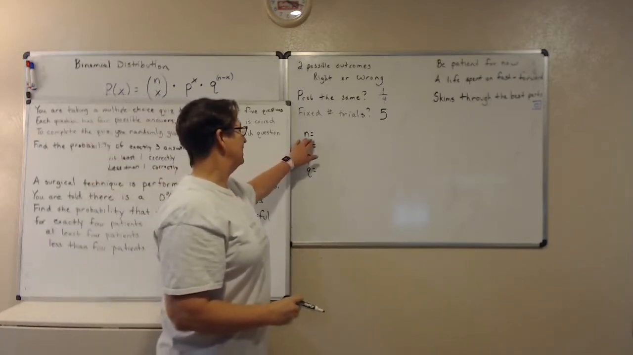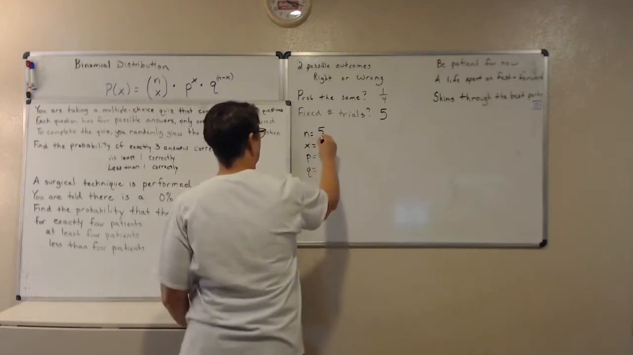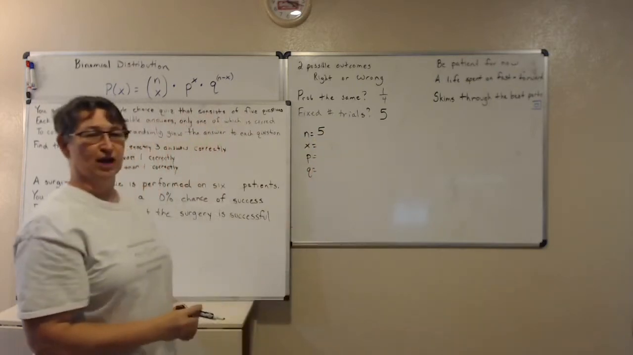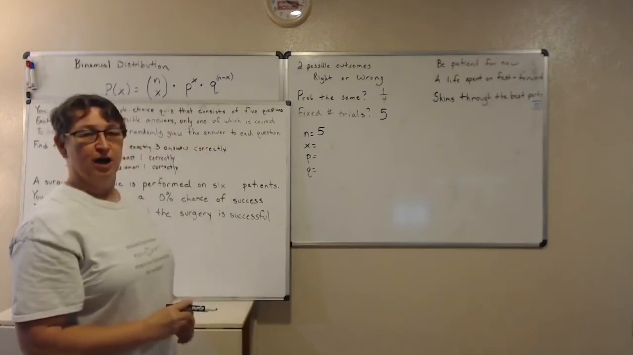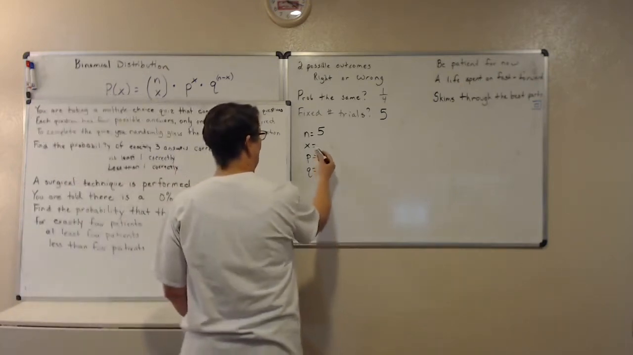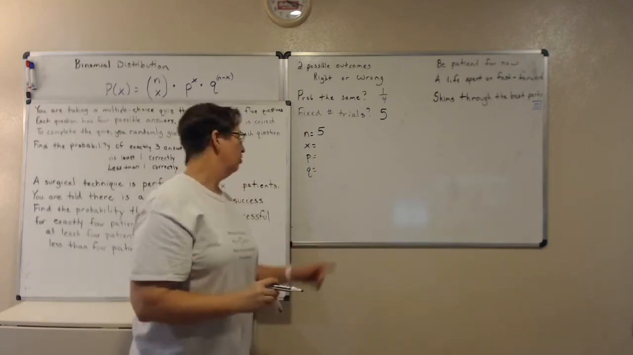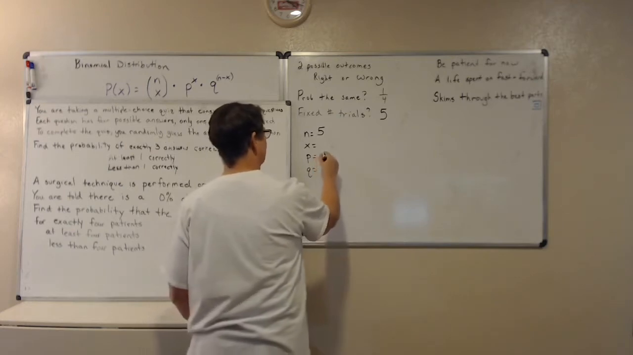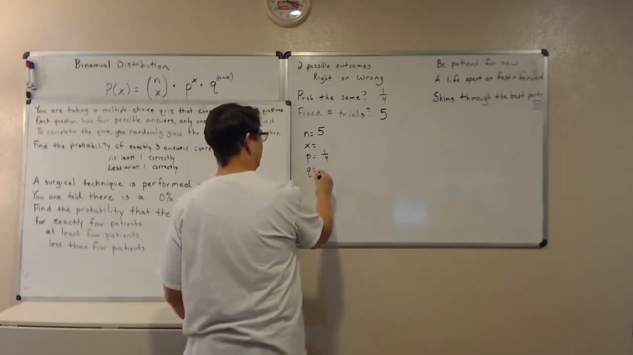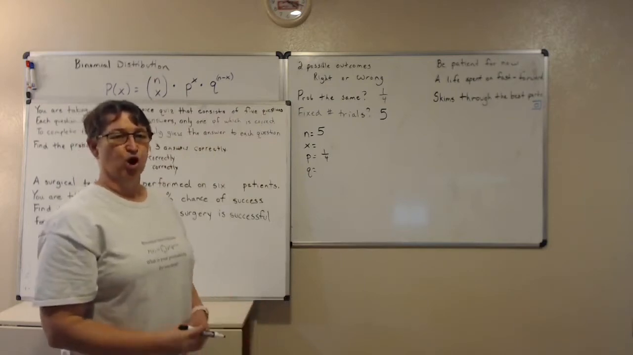Our n, our number of trials, is 5. You've already told me that. That's our number of trials. Our x is, well, how many ones? Let's answer Mr. Simpson's questions first. So what is my q? If my probability for success is 1/4, what's that probability for failure? What's the probability that I get it wrong then?